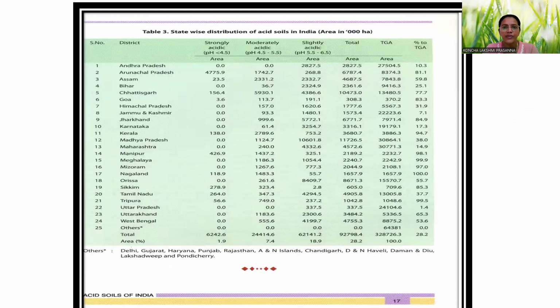This is the statewide distribution of acid soils present in India, as we have discussed in the previous slide.